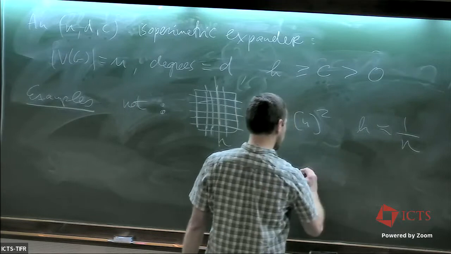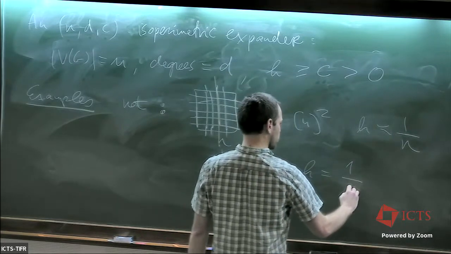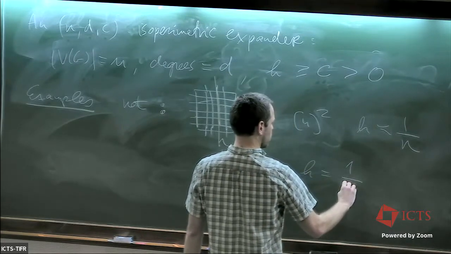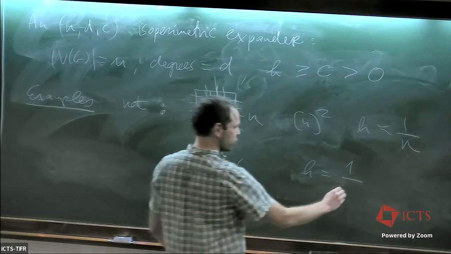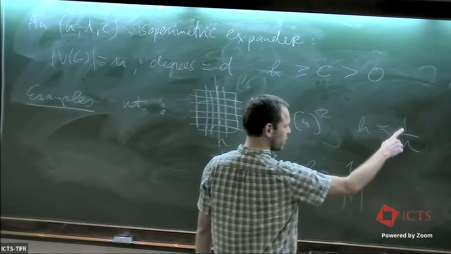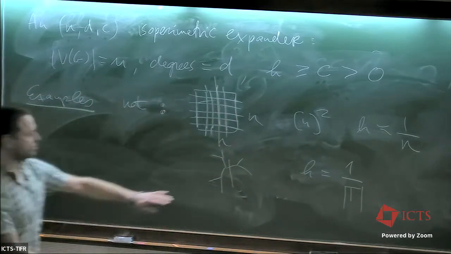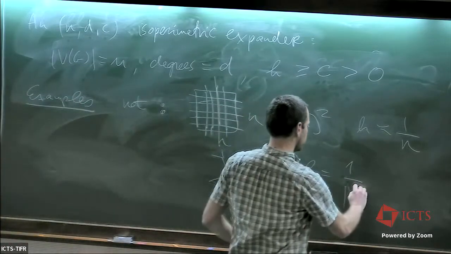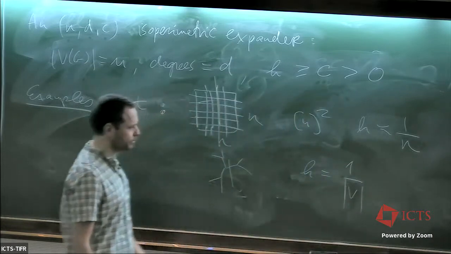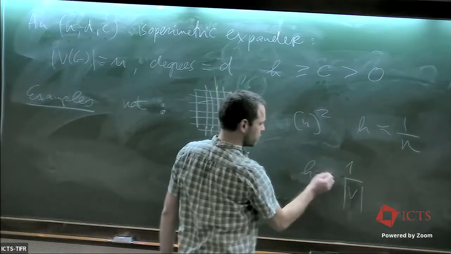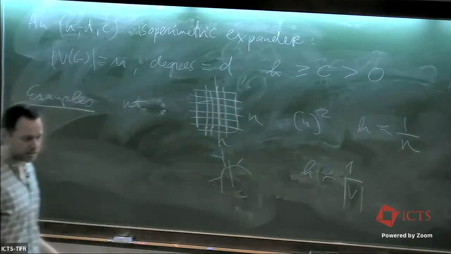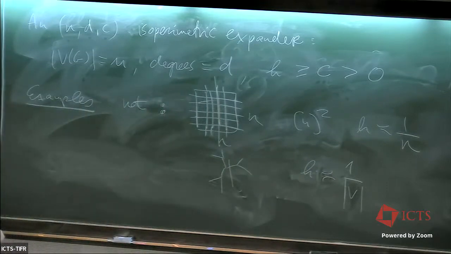So really H is like 1 over the size of the tree. Okay, let me not write N because it's sort of a different scale, but let's say 1 over the size of the vertex set, up to constant factors. So this is not very good.